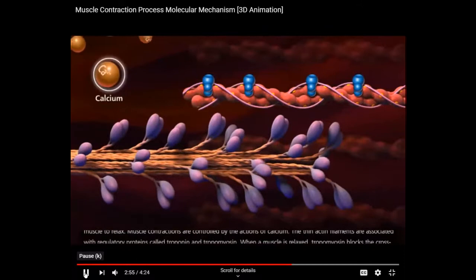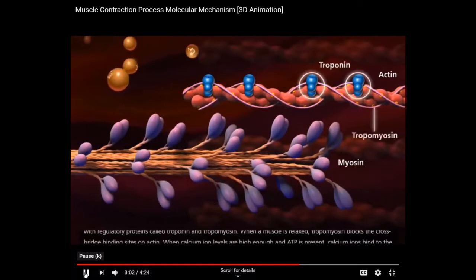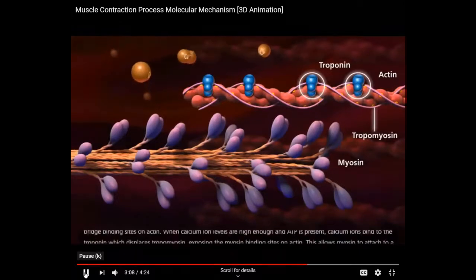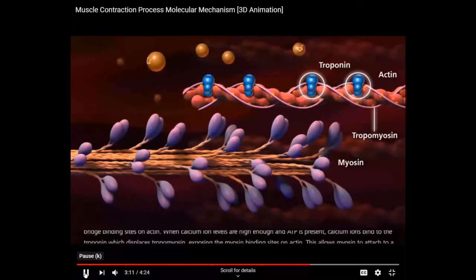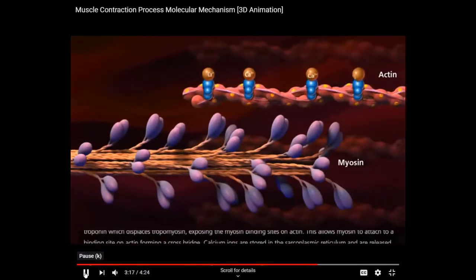Muscle contractions are controlled by the actions of calcium. The thin actin filaments are associated with regulatory proteins called troponin and tropomyosin. When a muscle is relaxed, tropomyosin blocks the crossbridge binding sites on actin. When calcium ion levels are high enough and ATP is present, calcium ions bind to the troponin, which displaces tropomyosin.